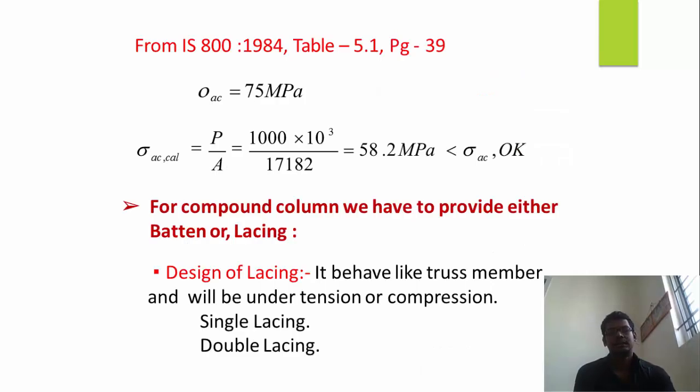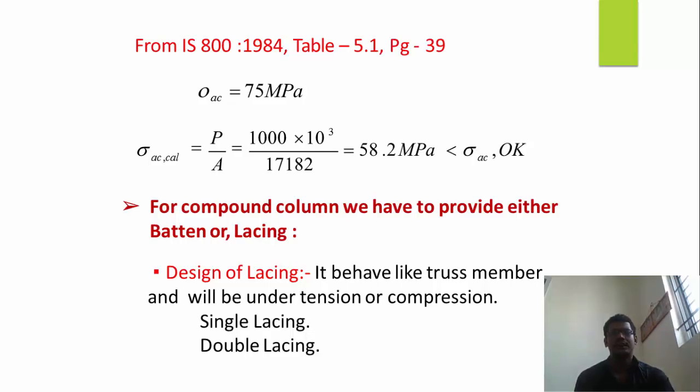Now, the column is built up. So as per table 5.1 on page 39, we get the value of 75 megapascal. Now we have to find the stress in the column. The stress in the column is force by area. We know the force as 1000 kilonewton that is provided, and the area we can find out using the steel table in the code book. Hence, the force by area is 58.2, which is very much less than the 75 megapascal provided. Hence, it is safe.